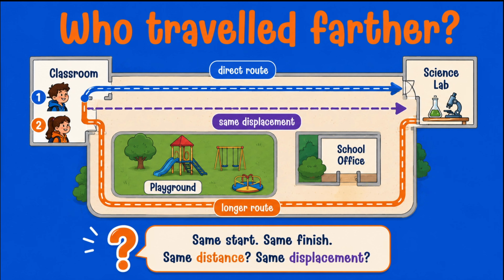Do they have the same displacement? Yes, because their starting and finishing positions are the same. This shows an important difference in physics. Some quantities only need a size, while others also need a direction. Today, we will explore the physical quantities and the difference between scalars and vectors.